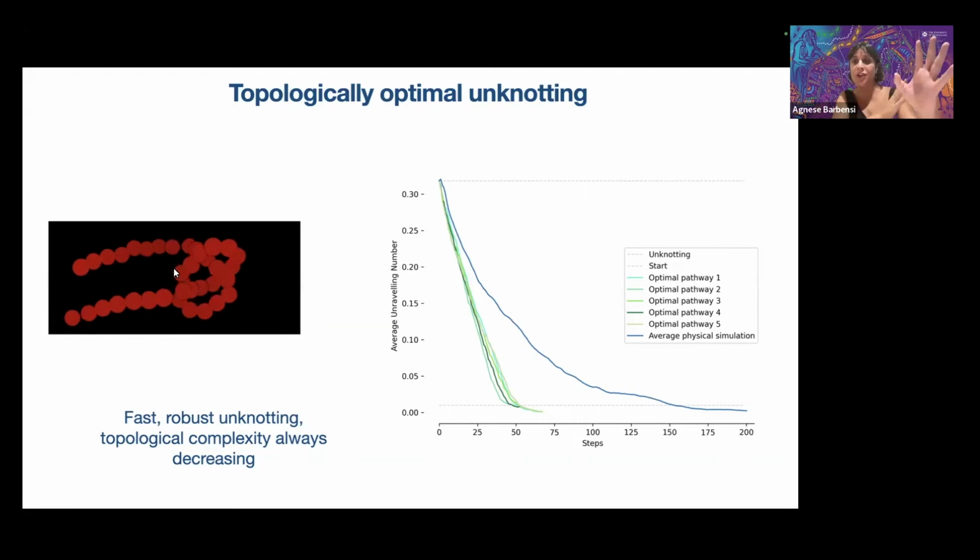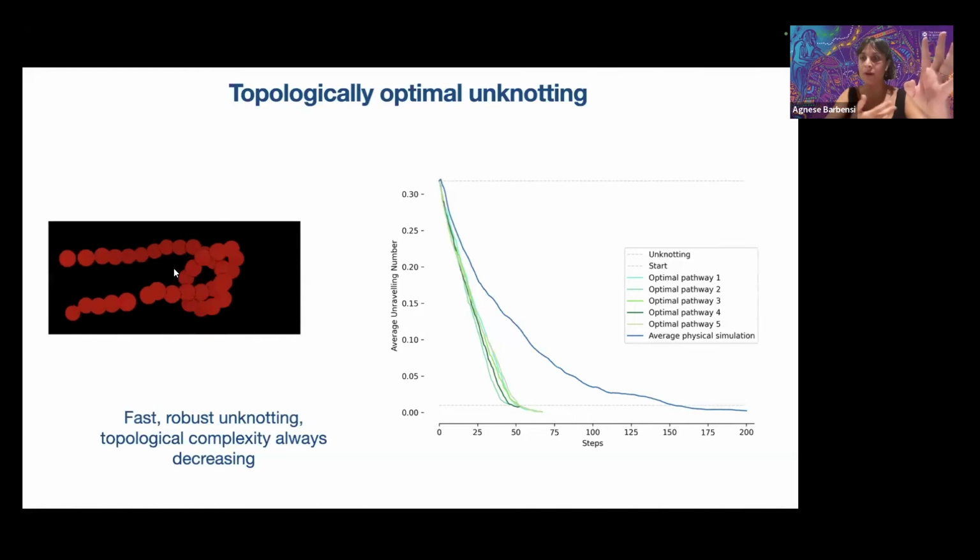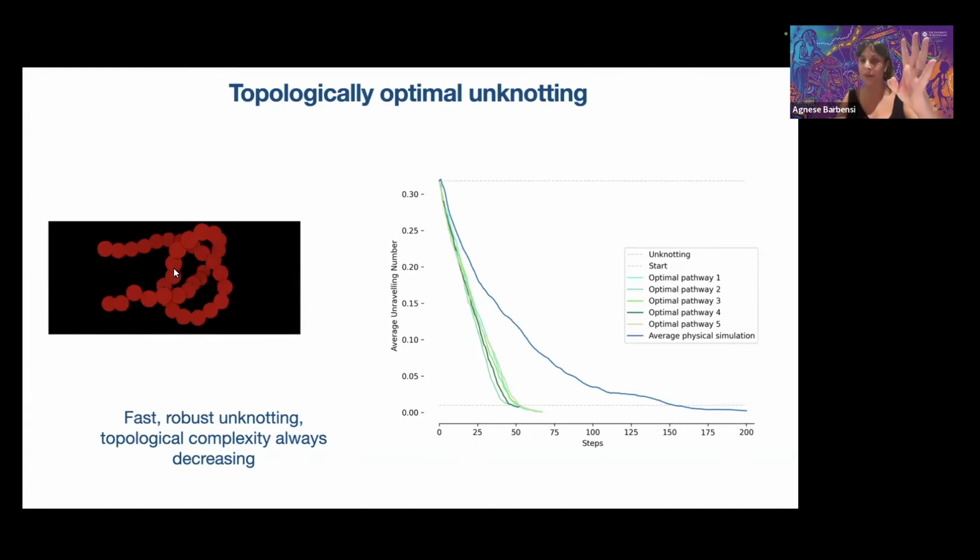And moreover, we do achieve what we want. We have these pathways with an always decreasing, monotonically decreasing topological complexity. So there's no need to make the configuration more knotted in order to untangle it. We can move towards total unknotting in a monotonic way.